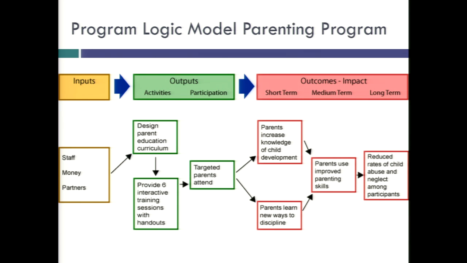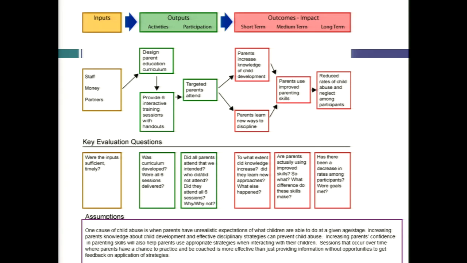Assumptions, thank you very much. All right, here's our assumptions. So the cause of child abuse is unrealistic expectations by parents about what children are able to achieve at a certain time. So this provides you realistic knowledge, appropriate developmental stage or age-appropriate skills for disciplining, et cetera. So yes, these are the assumptions.